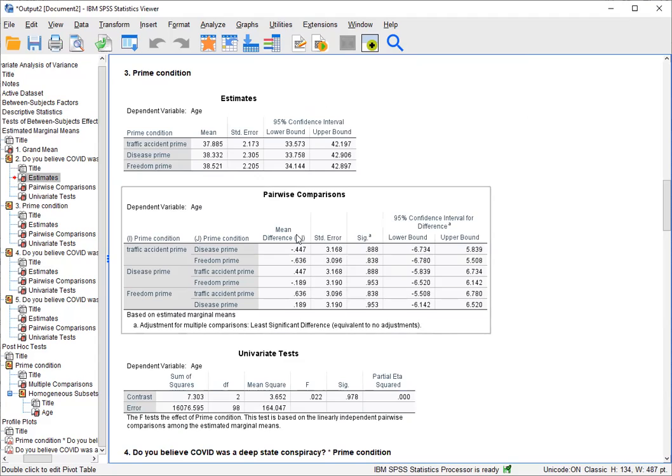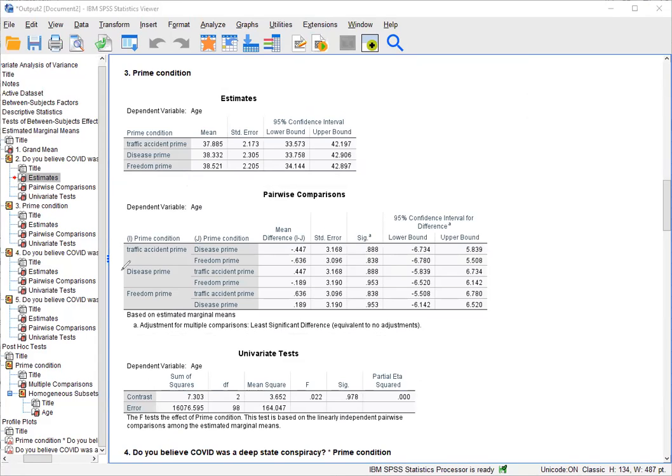Now here, where it says pairwise comparisons, we won't be looking at that in this example because there was no overall effect of, just like we talked about with ANOVA, we did not have an omnibus effect or an overall effect of prime condition. If we had one, then we would look here to see which of these pairwise comparisons were significant, right? Okay, none were. See very clearly.